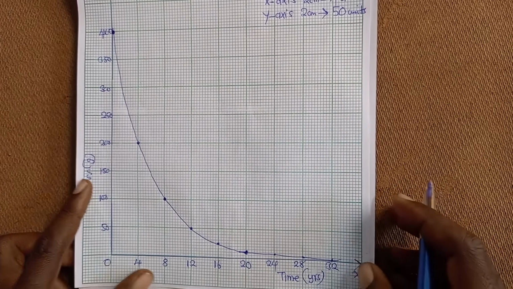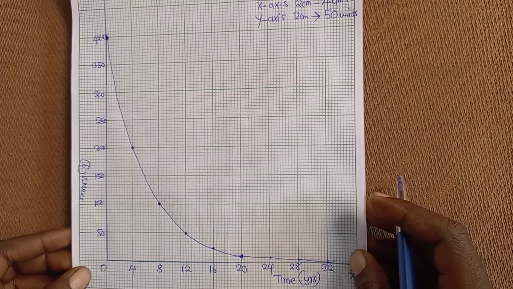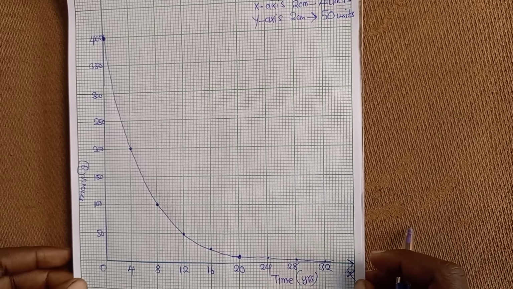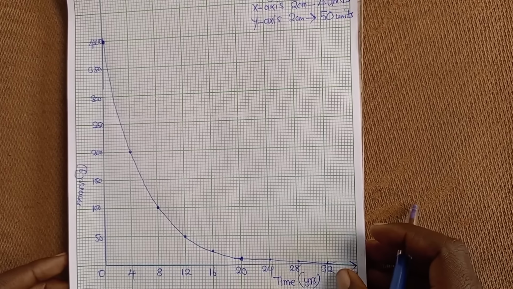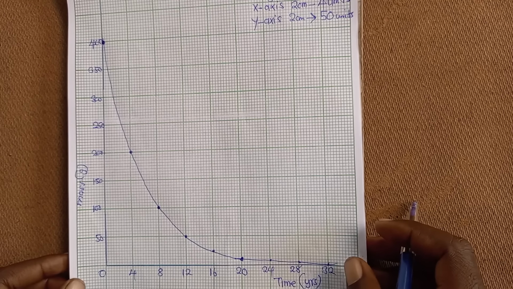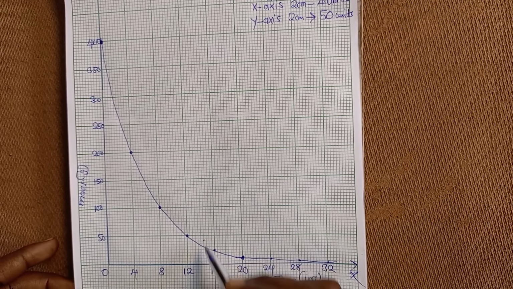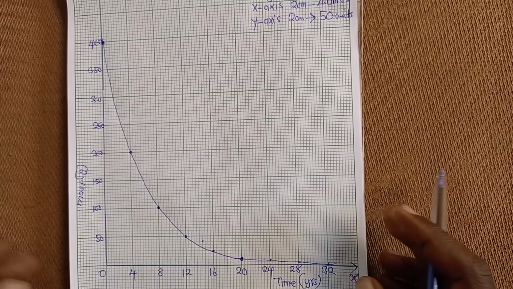Have you seen? This is a curve. This is what we are calling a decay curve. Hope you've seen how it is. This is how you are supposed to answer even yourself in an exam. Like this, very smooth. If there was a point that was here, you are not supposed to go there because you need to come up with a smooth curve.